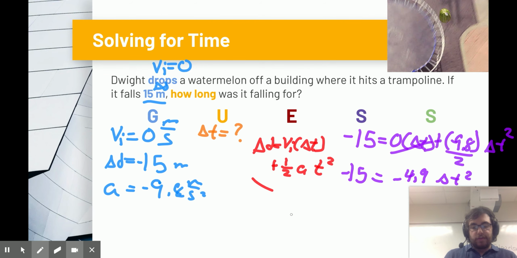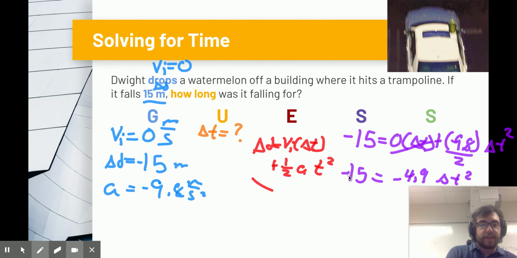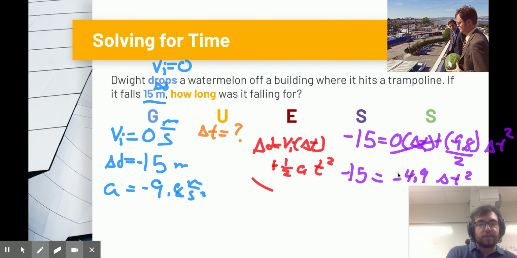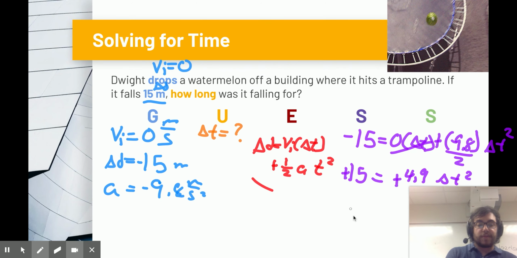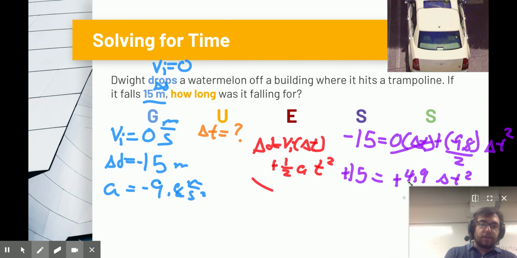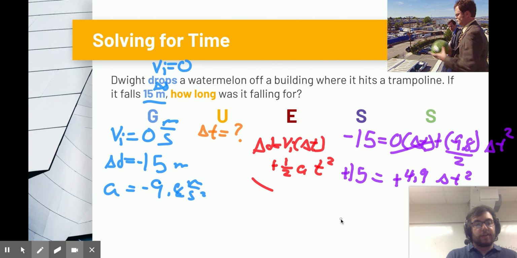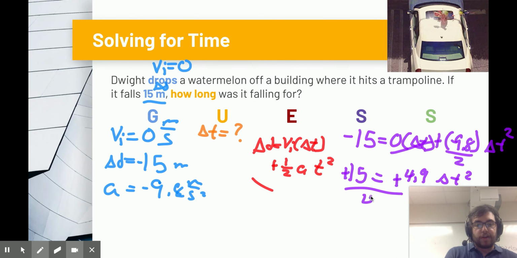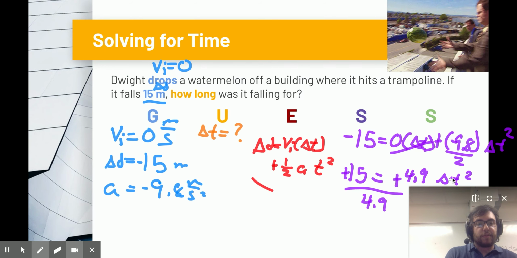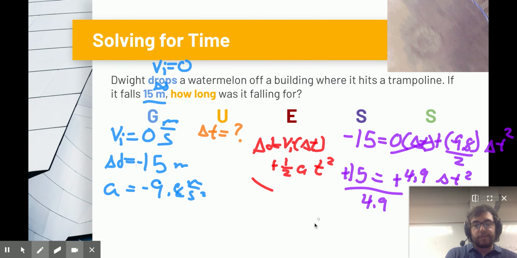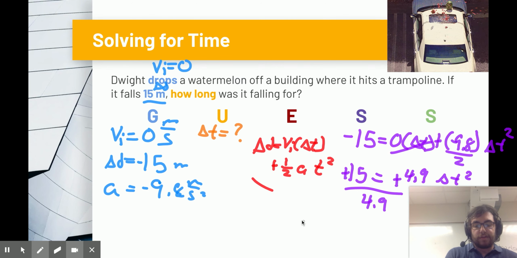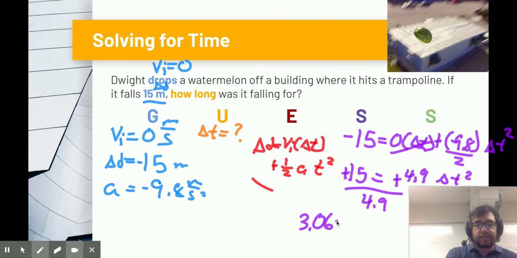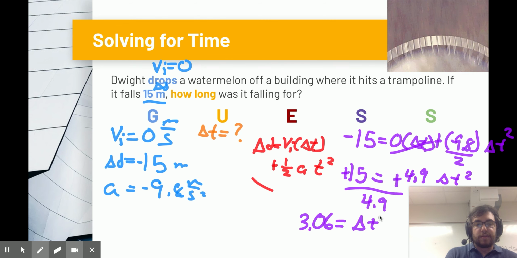Basically, all I want you to make sure you do is make sure these signs match. So if you say acceleration is positive, then make sure that you say displacement is positive. These always need to match, okay? Otherwise, they can get real wonky. So when you divide 4.9 over to both sides to get rid of anything touching this variable, you get your answer of 3.06 is equal to t squared.